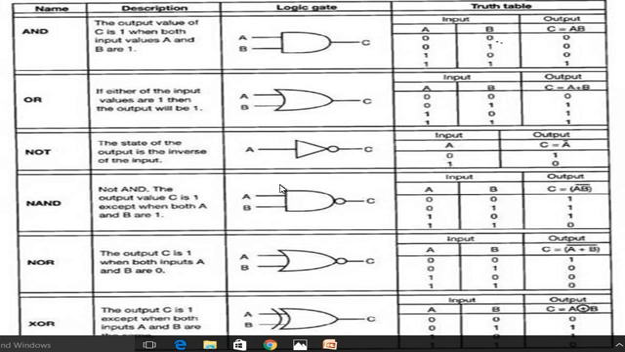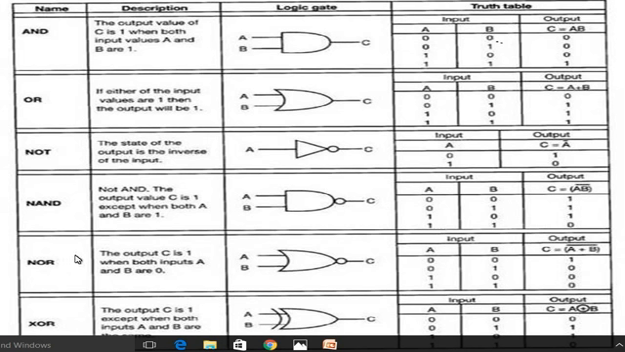Then next is NAND gate. NAND gate is a combination of AND and NOT. So output of NAND gate is exactly opposite to that of AND gate. See here. In NAND gate, when any one input is low, then output will be high. If both inputs are high, then output will be low.